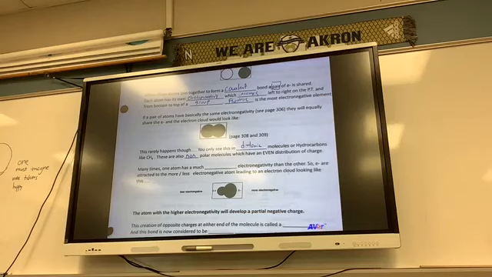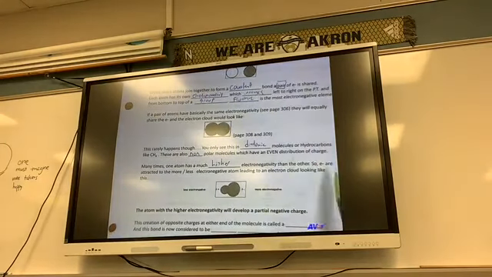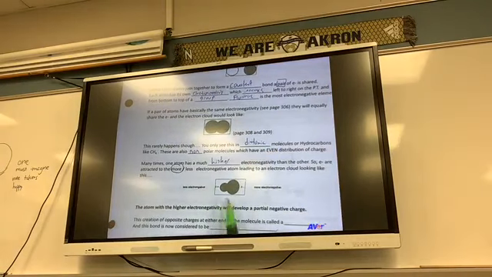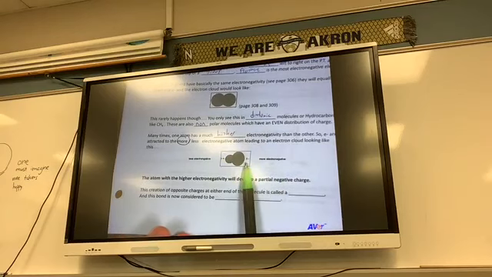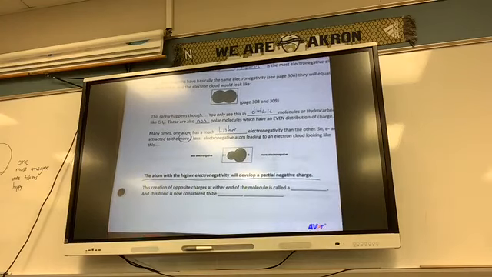Many times, one atom has a much higher electronegativity than the other. So electrons are attracted to the more or less electronegative atom? The more. So circle that. This leads to an electron cloud looking something like this. The less electronegative is going to be more positive. The more electronegative is going to be negative because that side is gaining the electrons. The atom with the higher electronegativity will develop a partial negative charge.